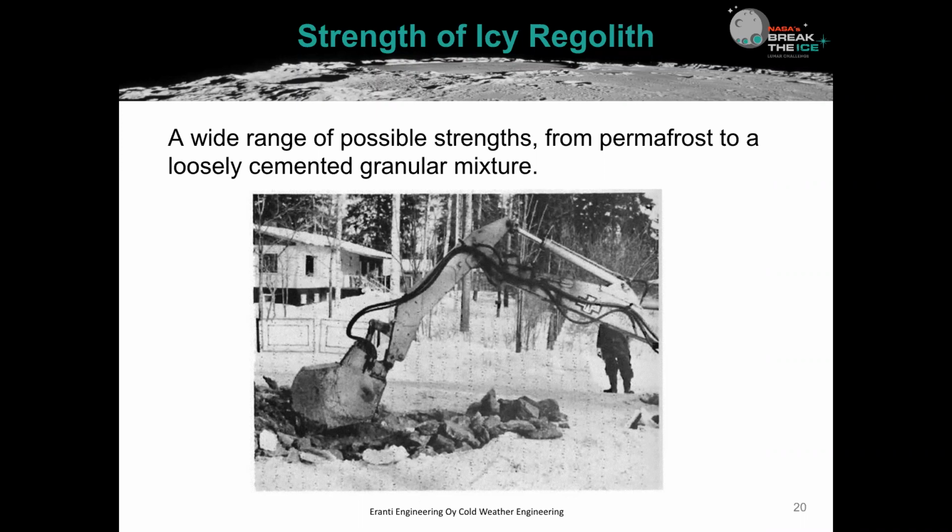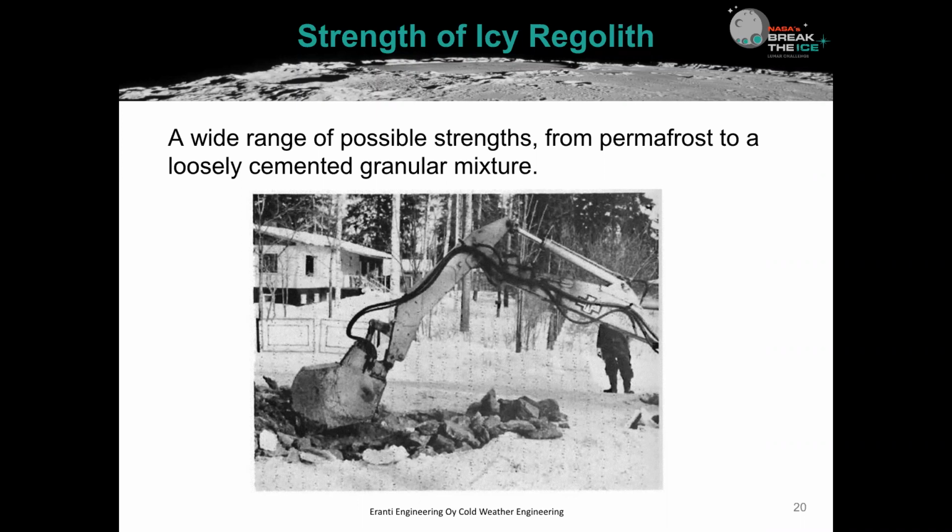You either need very heavy equipment like it's shown here, or you need explosives, or you have to go in and melt it. So here's an example from a permafrost excavation expert company. And you can see that once this breaker is done, got some very large pieces of material to move here.